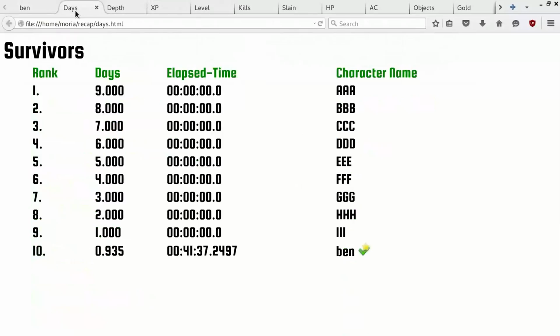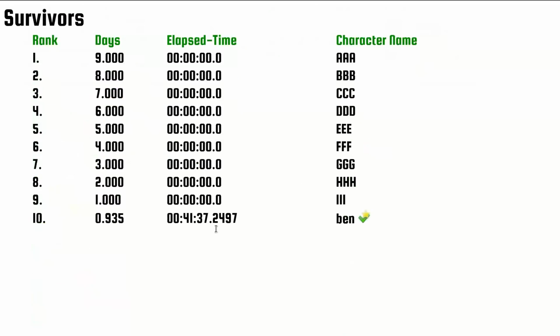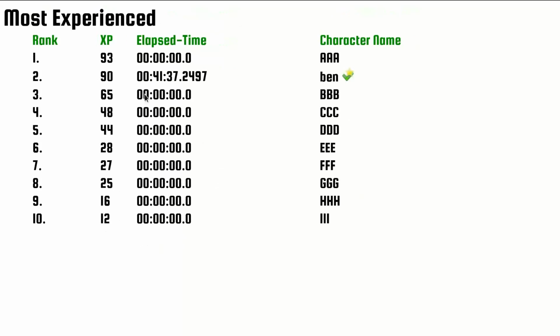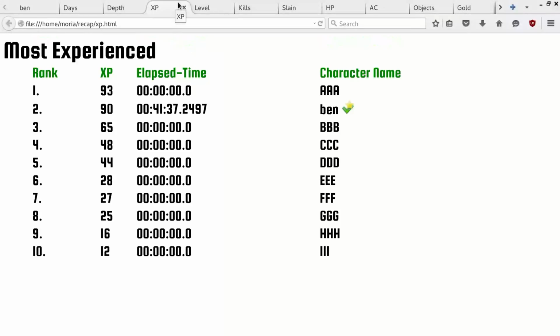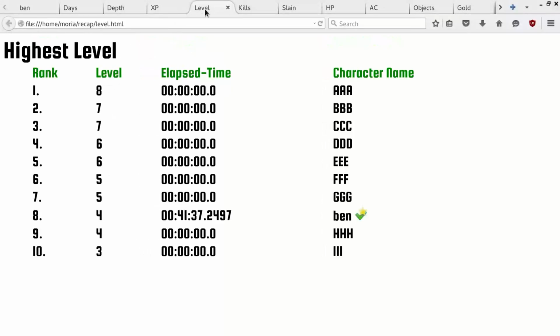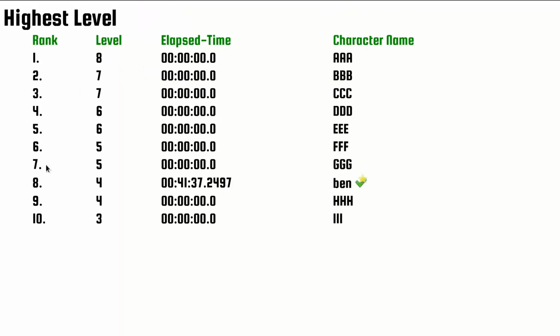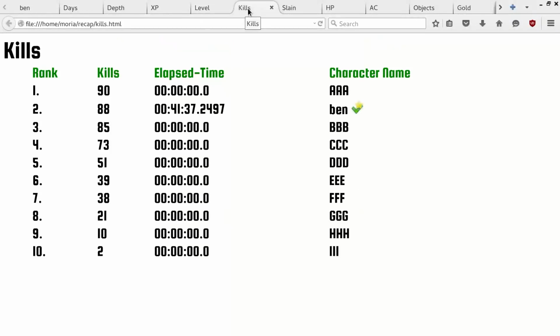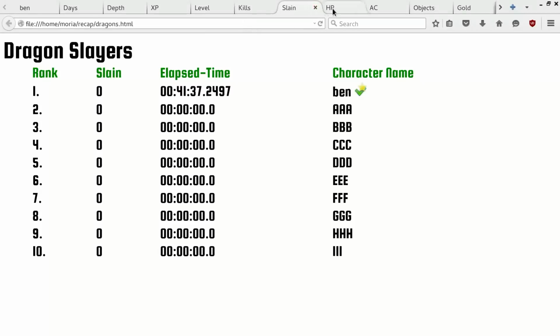Let's find out. We have survived almost 1 day in the dungeon. After 41 minutes of play. 50 feet is our lowest depth. 90 experience points. Level 4. Tied for... Maybe I should change this ranking to have ties, eh? Anyway. Kills. 88 kills. No dragons.